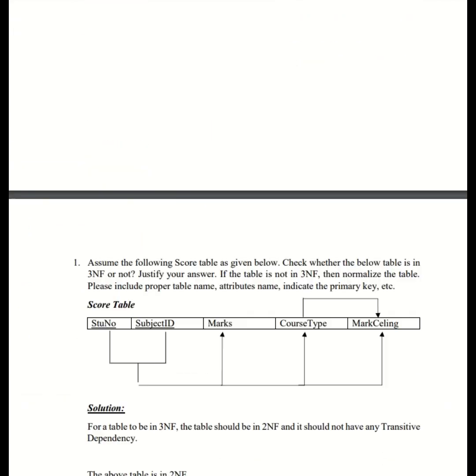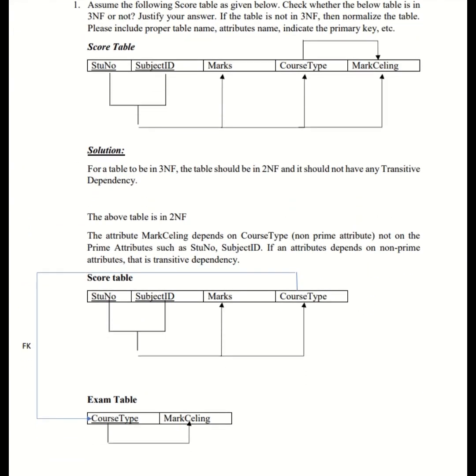So this is the reference. Okay, let's look into the third exercise. Assume the following score table as given below. Check whether the below table is in third normal form or not. Okay, so let's look into the score table.